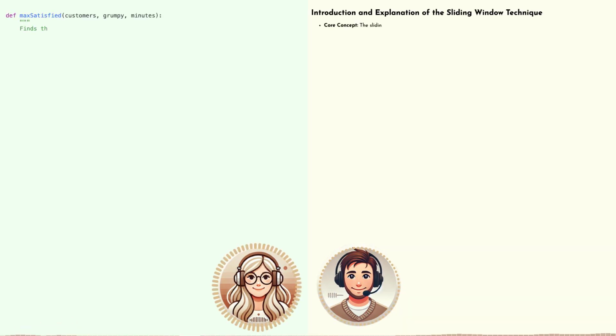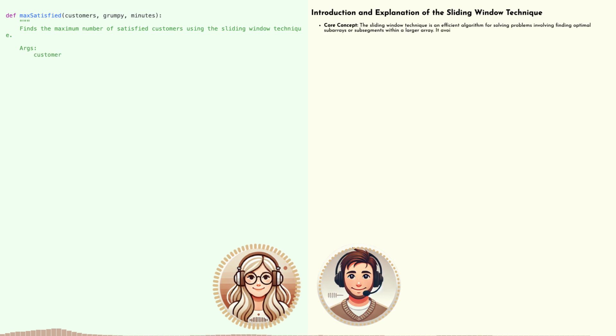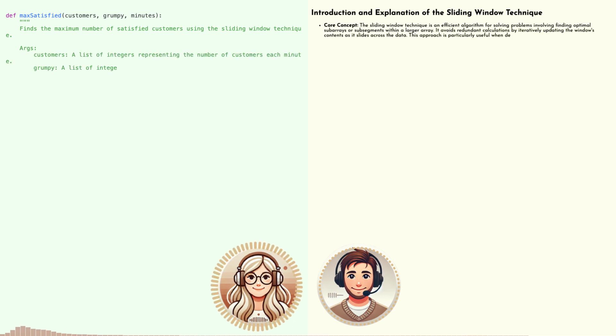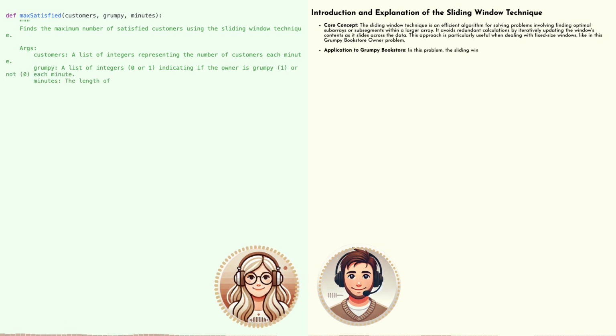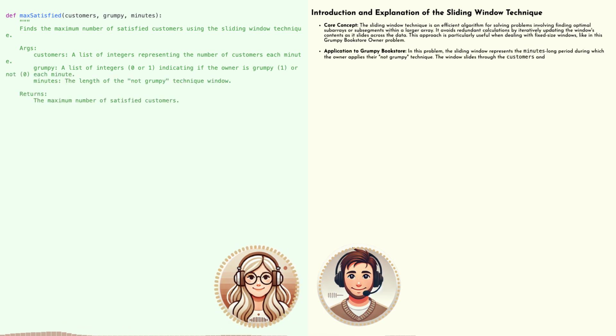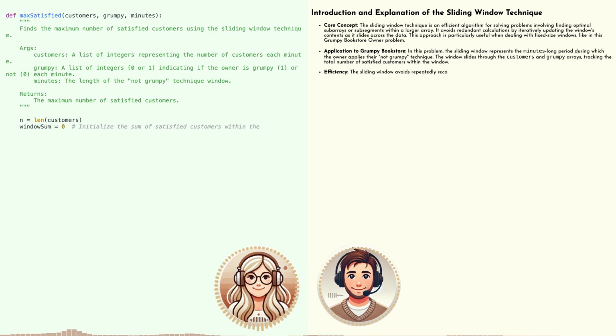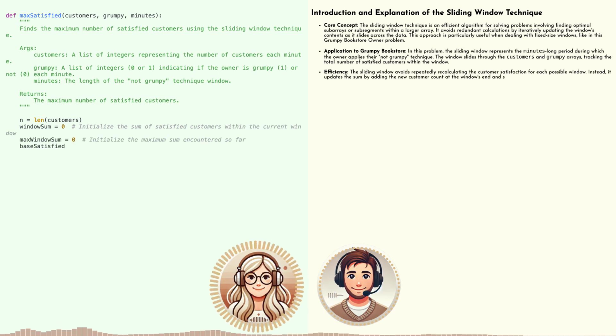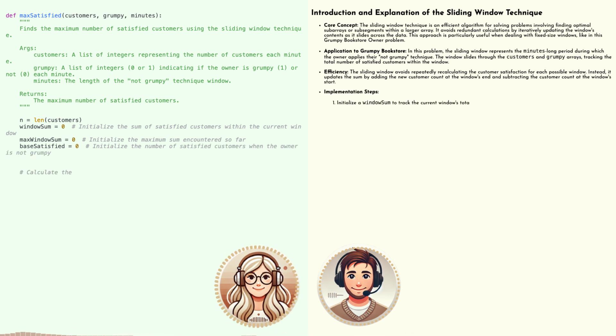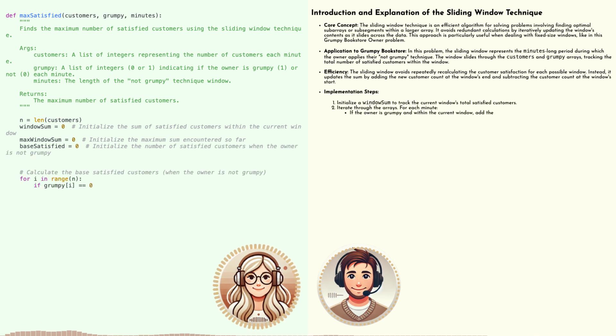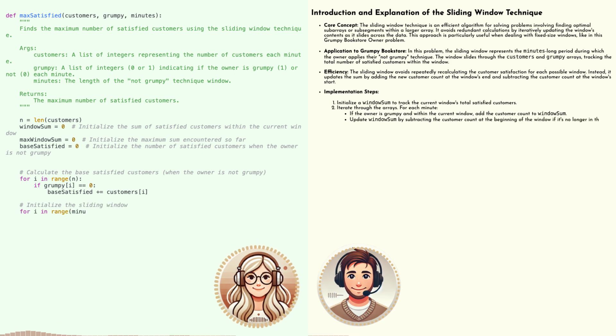Well, a straightforward way, and often a good place to begin, is brute force. We could literally just check every single possible time window for where that not grumpy period could go. Then we just calculate what the customer satisfaction is for each one. It's kind of like when you've got that giant key ring and you just try every single key until you find the one that unlocks the door. You'll get there in the end, but it might take a while.